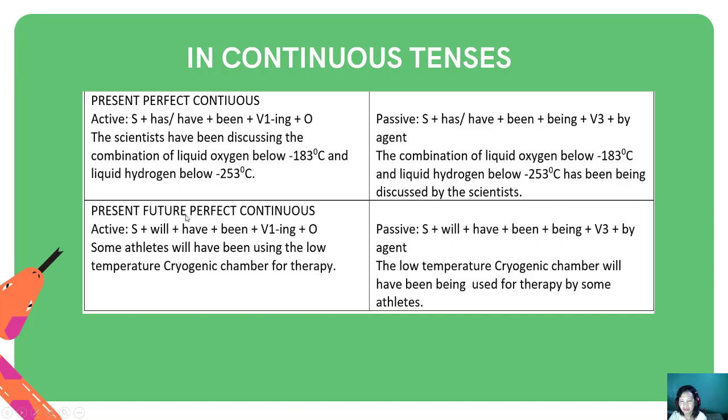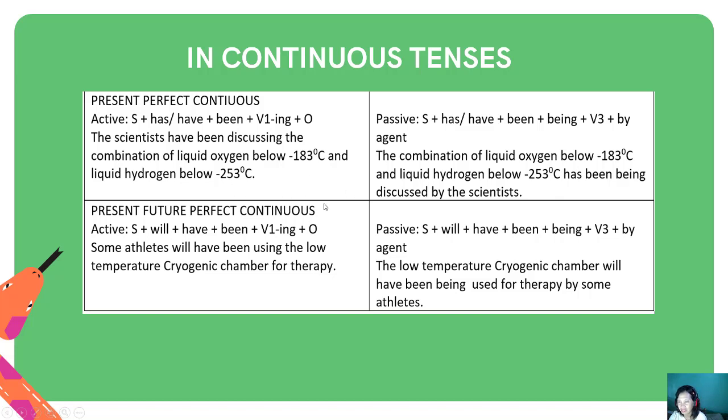And then the next is present future perfect continuous. Subject plus will plus have been plus verb 1 in, and then as passive will have been being verb 3. Some athletes will have been using the low temperature cryogenic chamber for therapy. So the low temperature cryogenic chamber will have been being used for therapy by some athletes. Okay, this is the converting of active to passive.